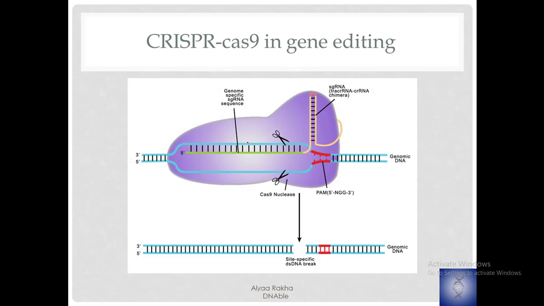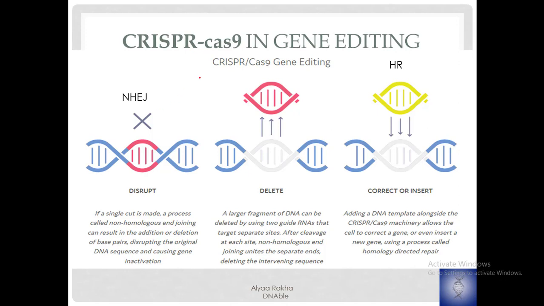This is the target sequence of the genome. CRISPR RNA, tracer RNA, PAM site, and the Cas9 nuclease. By binding this complex, cleavage can occur at a specific site. The cleavage is called a site-specific double-strand DNA break. After the double-strand DNA break, we have one of three choices.